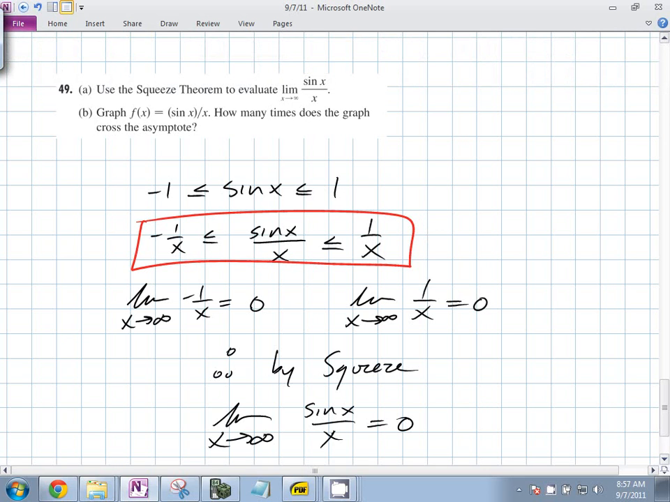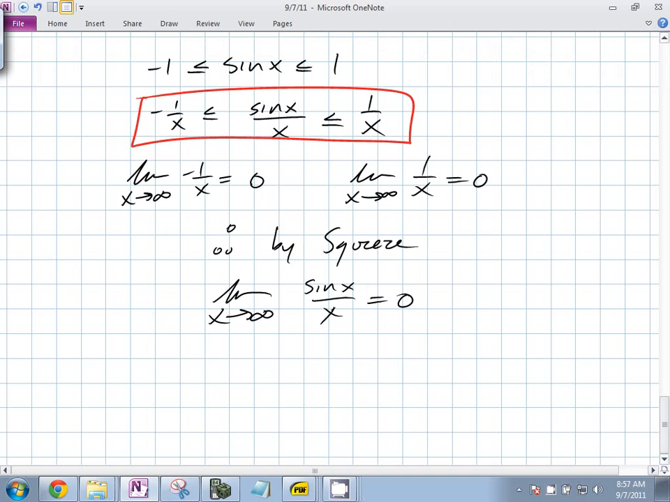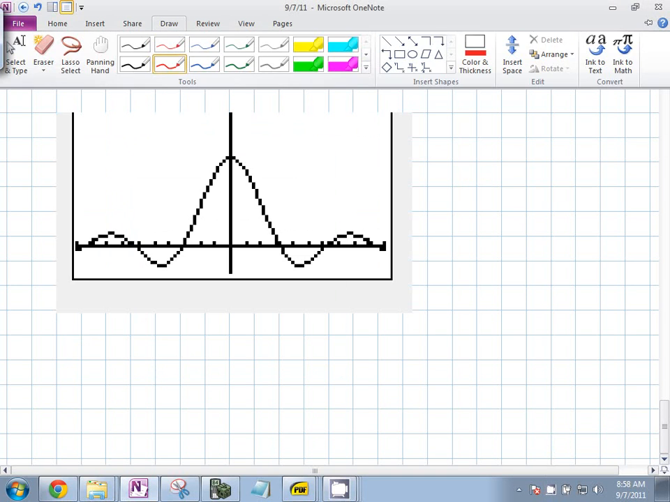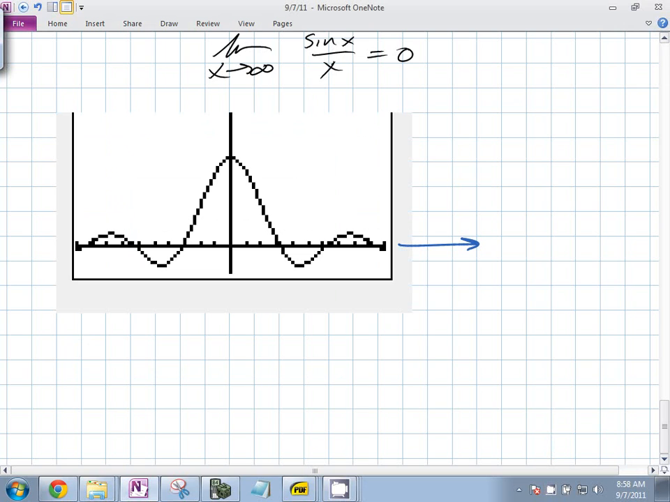Use the graph of f of x equals sine x over x. How many times does the graph cross the asymptote? So did you graph this? A lot. What happens to this graph as you go infinitely to the right? So the bounds are there, right? Here are the bounds, right? Do you agree with that? Yeah, the bounds are there. That's great. So it does stay in between them.